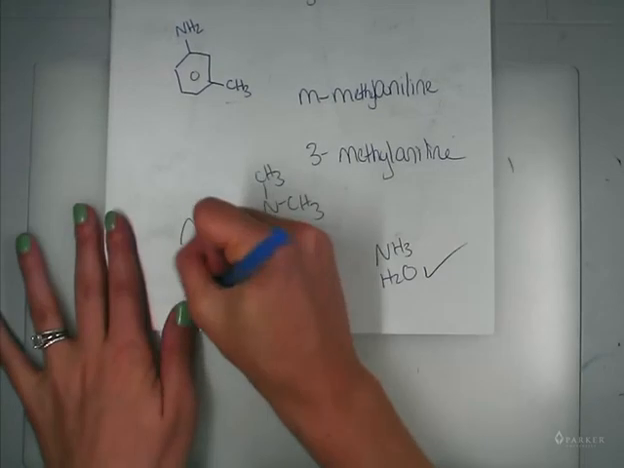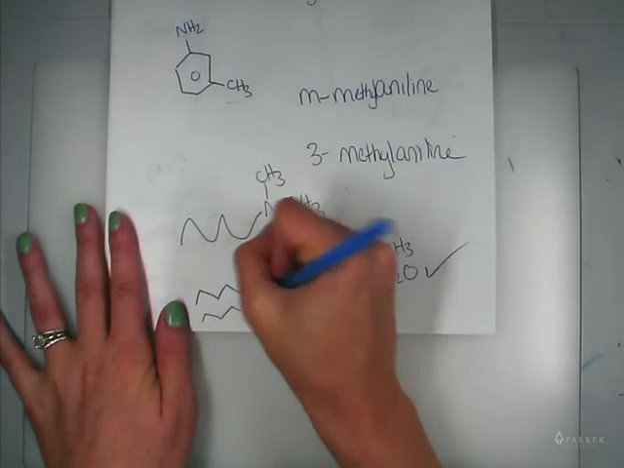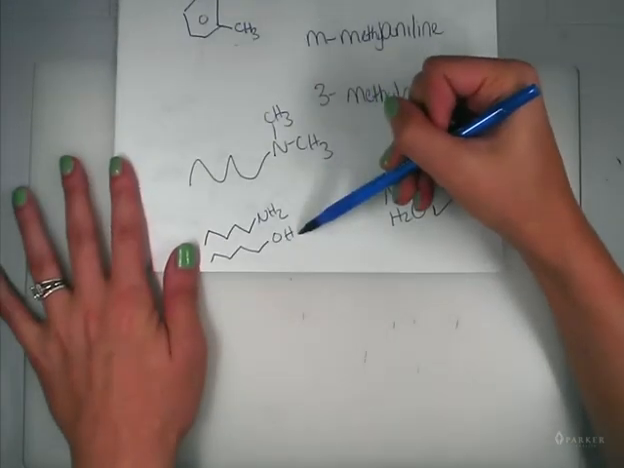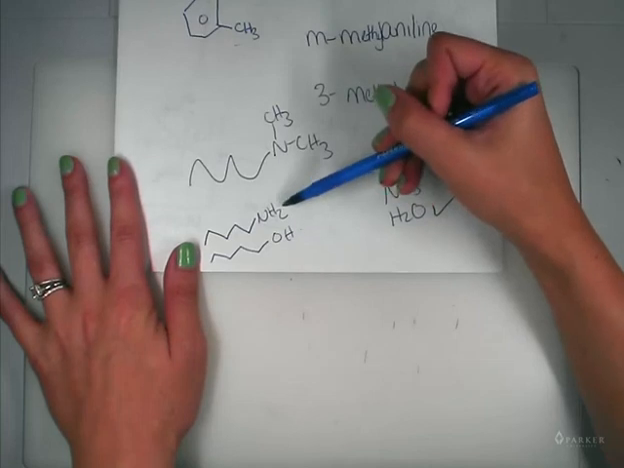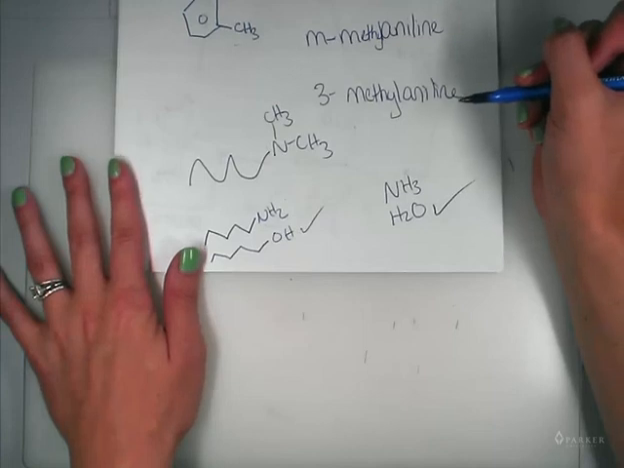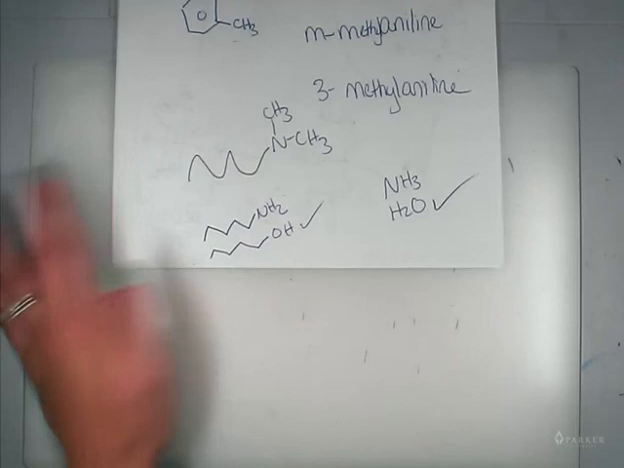So I could have these two here. Do you see they look very similar? It's just this one has the amine at the end, this one has the alcohol. This one will have the higher boiling point because it has the stronger hydrogen bonds because oxygen's more electronegative.